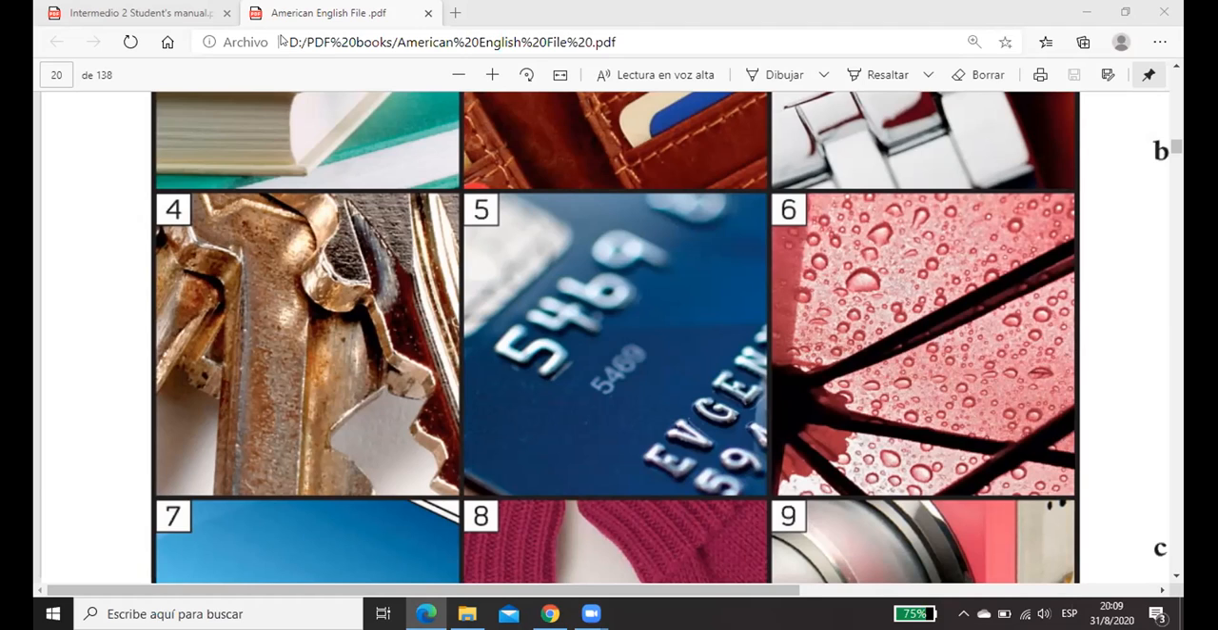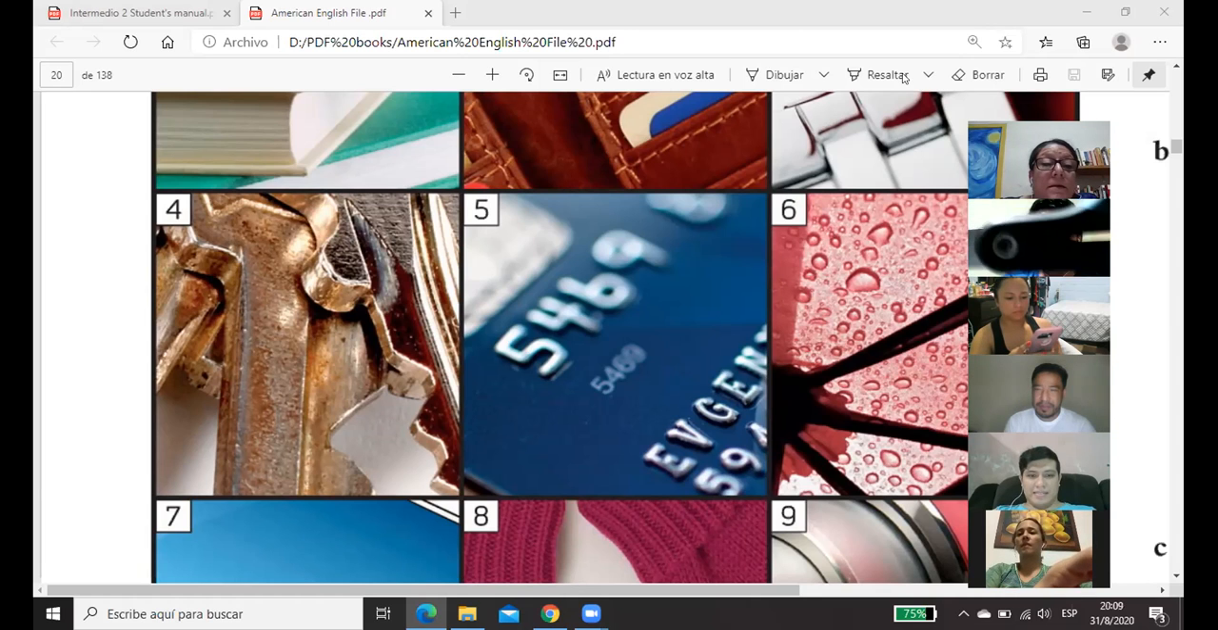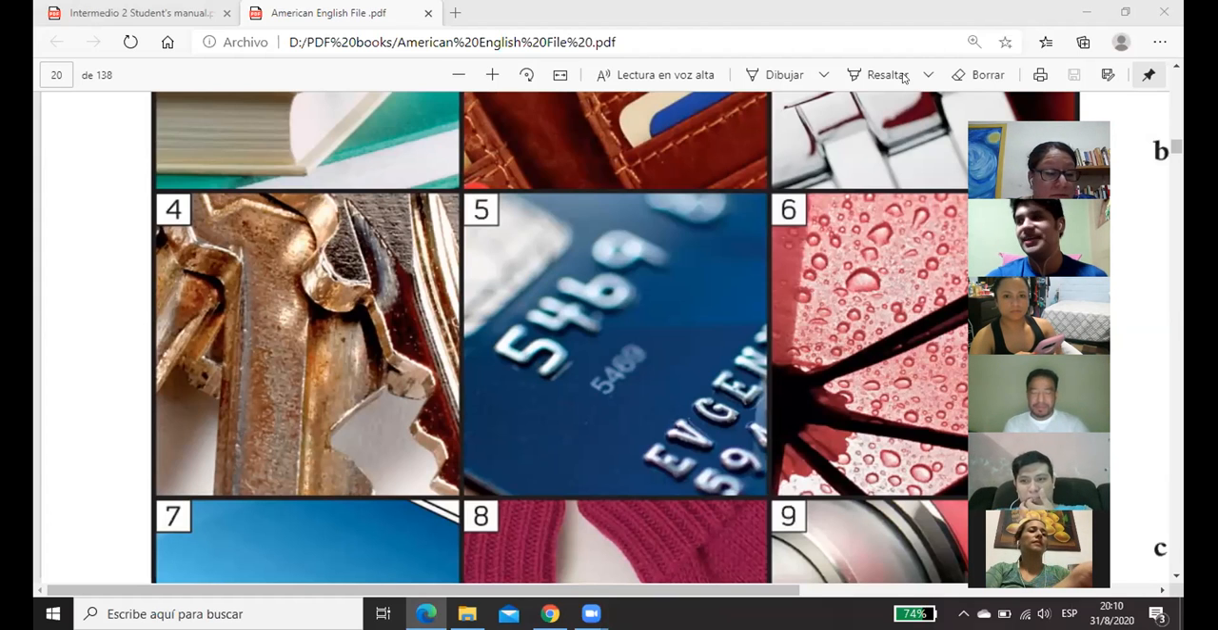Size or good? What is it? It's a pair of scissors. Scissors. Yeah, scissors. It's a pair of scissors. All right, scissors. Great. And I will show you one more.